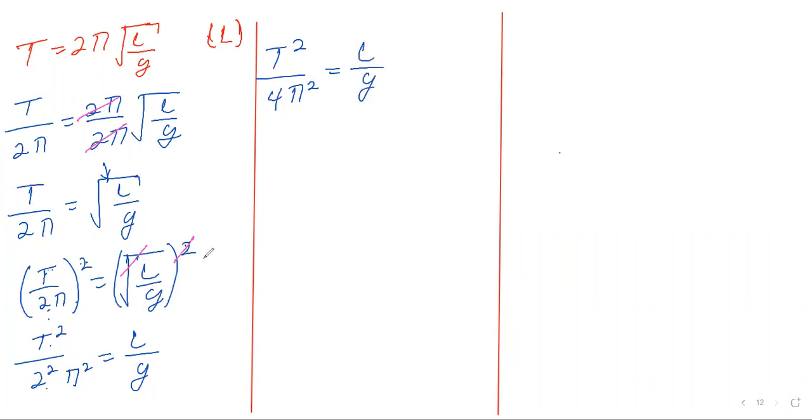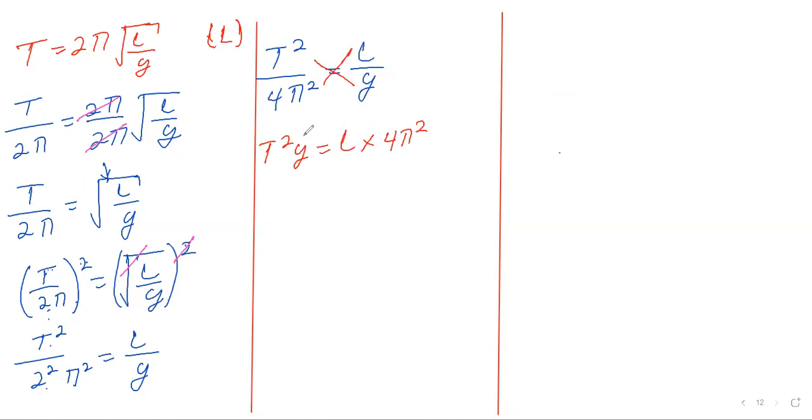Right. So at this stage now, I have a fraction on the left hand side, the other one on the what? Right hand side. So what I'm going to do next is to what? Cross multiply. When I cross multiply, I'm going to get T squared G is equal to L times 4 pi squared. You follow?